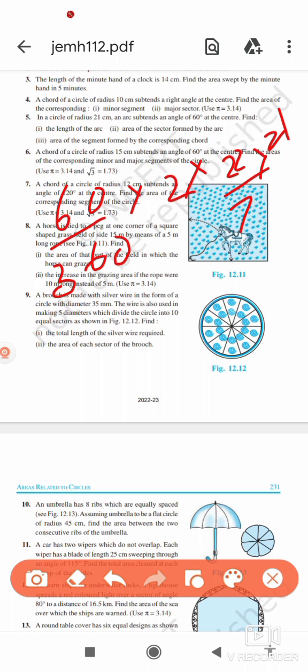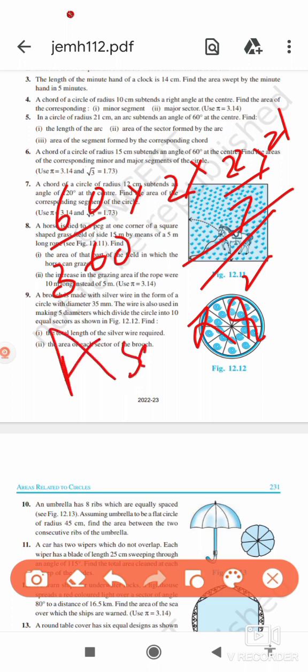Area of the sector formed by the arc, obviously I will replace this by pi r square. Okay, and area of the segment formed. So when I find this area of the sector, so area of the sector minus the area of the triangle. Area of the sector minus the area of the triangle would give me this. Okay, next.